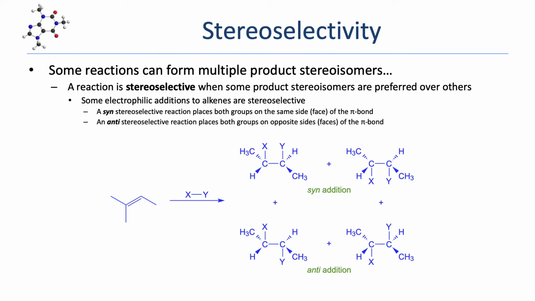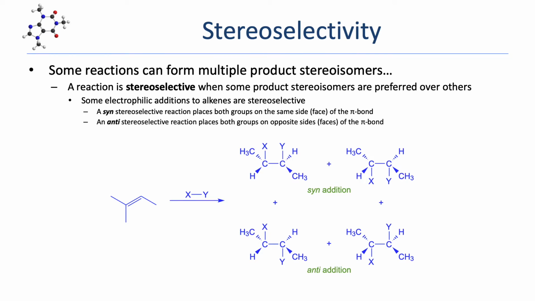If we look at the top two products of this reaction, in each case we can see that the X and the Y were added to the same face relative to one another. In the left product, the X and the Y were added to the top side or top face of the pi bond. And on the right product, you can see that the X and the Y were added to the bottom face. When the two groups that are being added are placed on the same face, it's referred to as a syn addition.